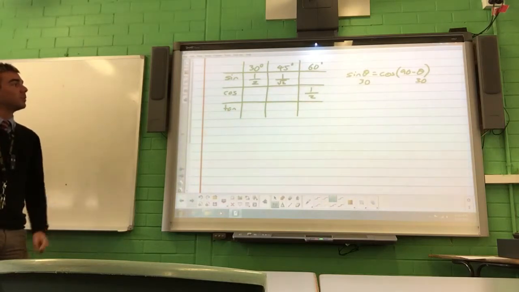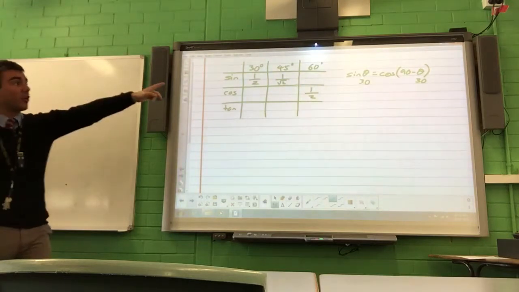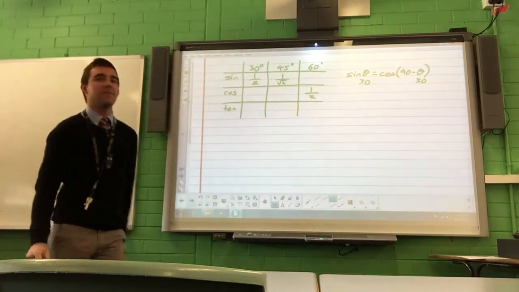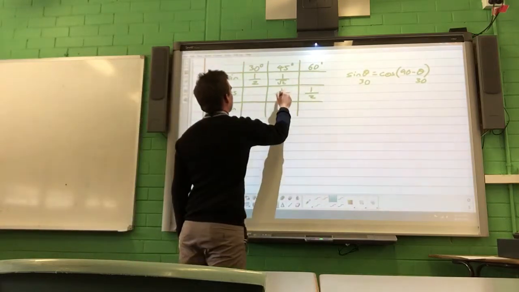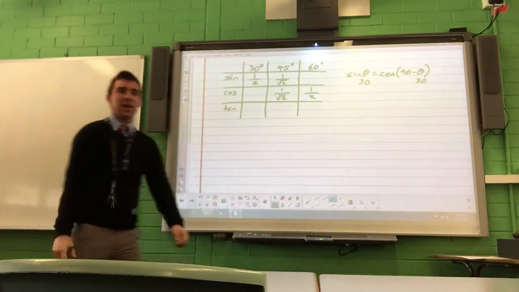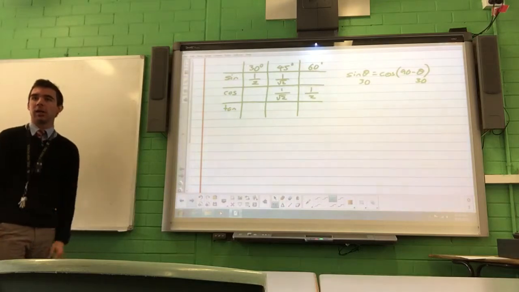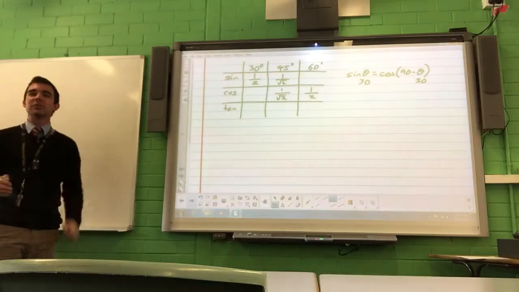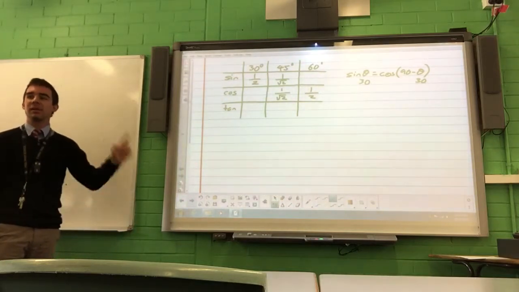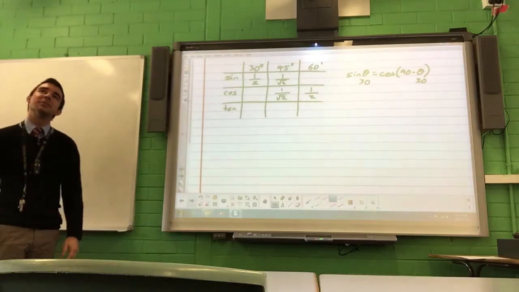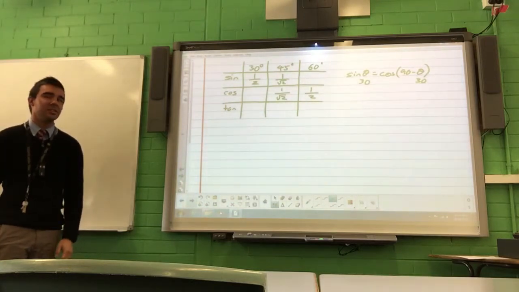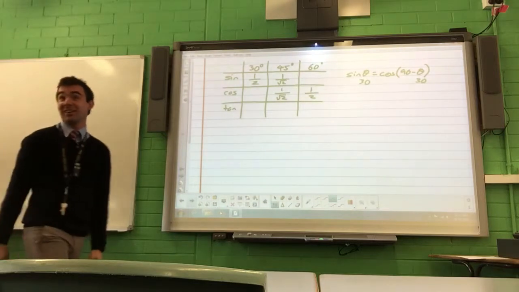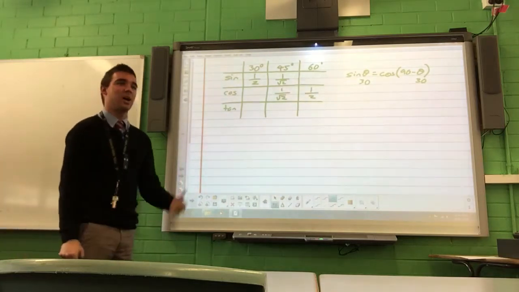What is cos of 45? It's the same as sine 45. Sine 45 equals cos of 90 take away 45, which is cos of 45, so that is 1 on root 2. This is where we did the right angle triangles and Pythagoras, and we split an equilateral triangle in half as well. That's where this comes from.